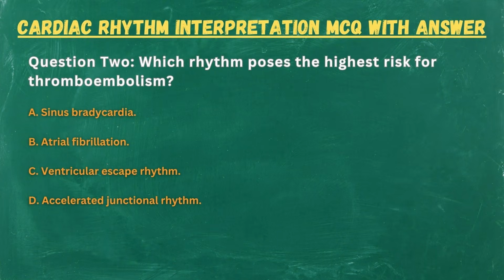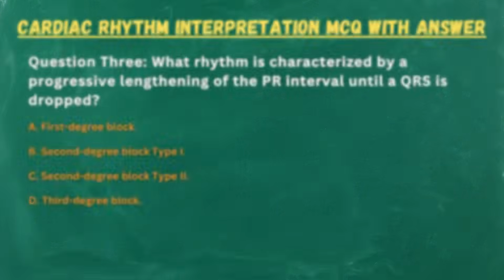Question 2. Which rhythm poses the highest risk for thromboembolism? A. Sinus bradycardia. B. Atrial fibrillation. C. Ventricular escape rhythm. D. Accelerated junctional rhythm. Answer: B. Atrial fibrillation.